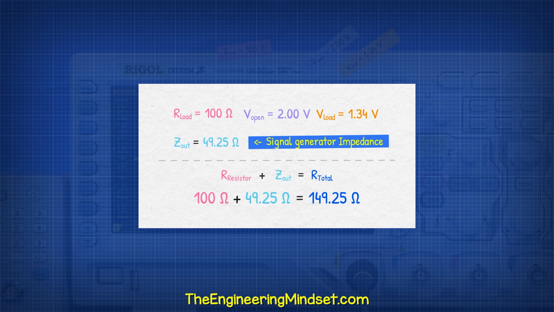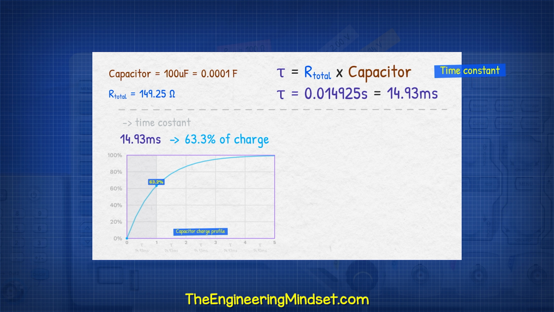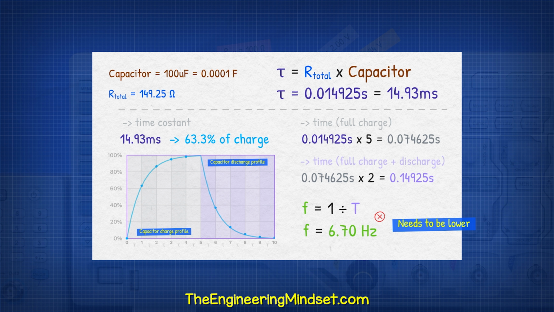Then find the total resistance of the circuit. Then multiply the total resistance and capacitance in farads to find the time constant. Whatever the applied voltage, the capacitor will be charged to 63.2% of that voltage in this amount of time. The capacitor will be nearly fully charged at 5 time constants. So multiply this by 5. We want to see the full charge and discharge, so double this time. Then take the inverse of this time to find the maximum frequency required. The signal generator needs to be lower than this frequency.